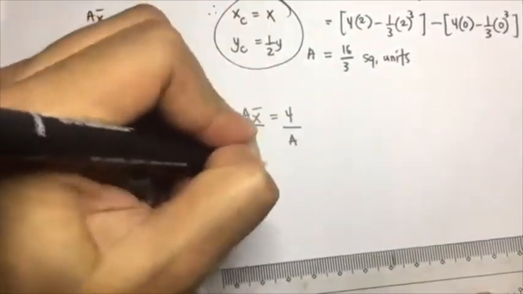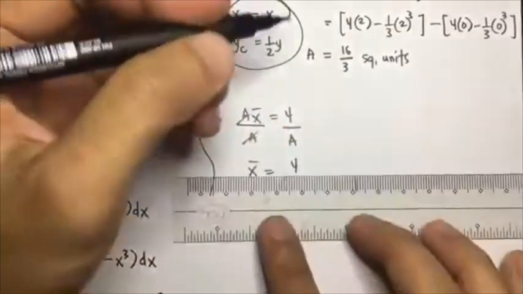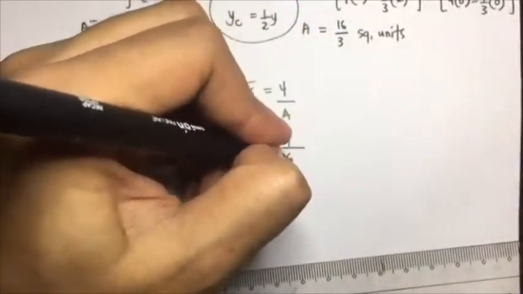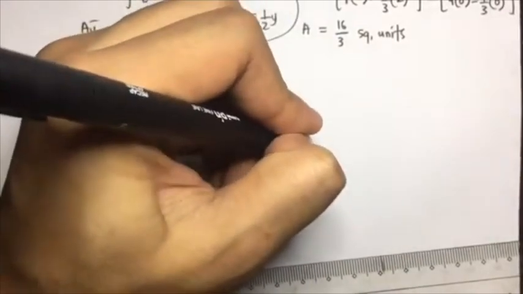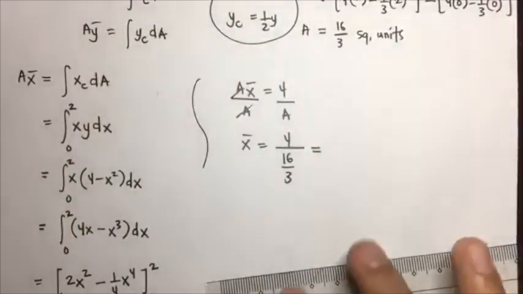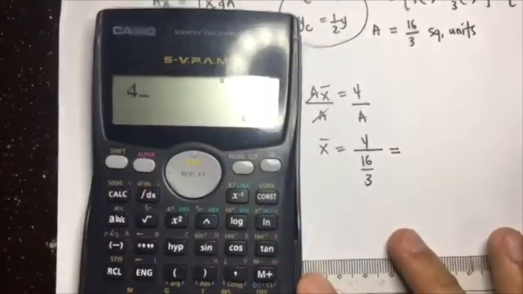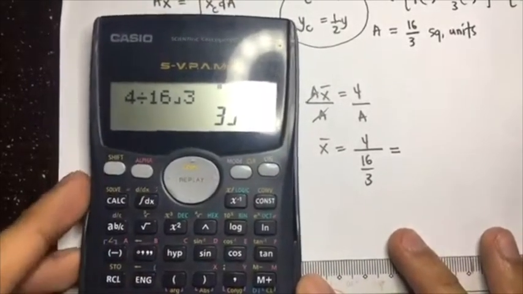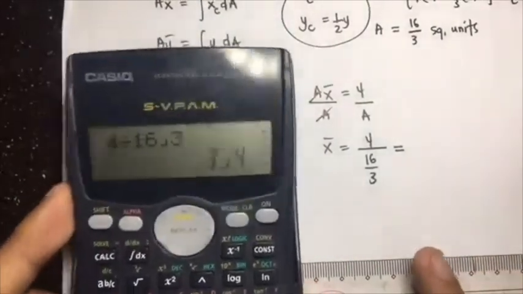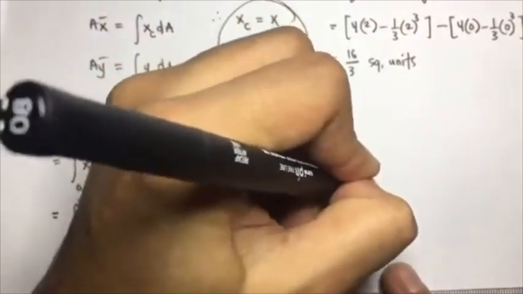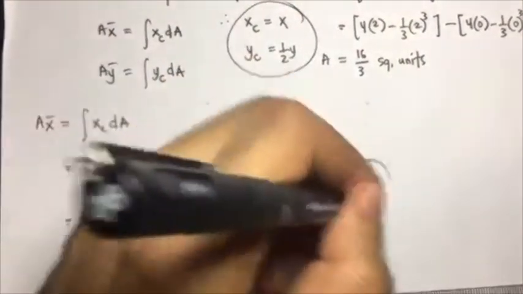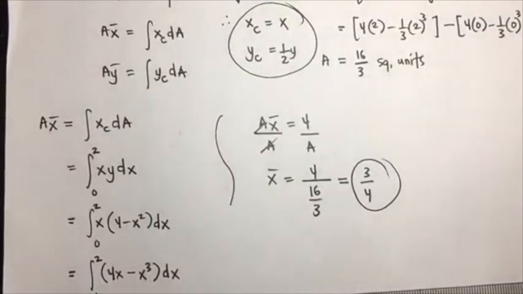So x bar is equal to 4 over the area, 16 over 3. So 4 divided by 16 over 3, so that is 3 over 4. Okay, so that is the x coordinate of the centroid.